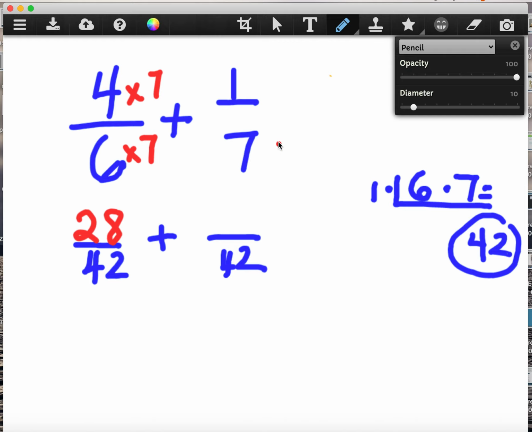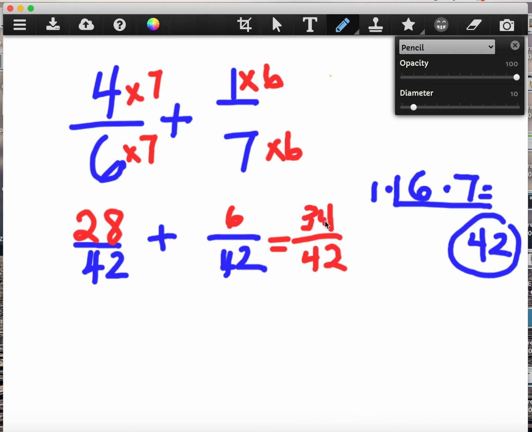I know that 7 times 6, notice they're just flipped, is 42. Whatever I do to the bottom, I've got to do to the top. Now I've got my fractions and I need to add. I add my 28 plus my 6, and I get 34 over 42.